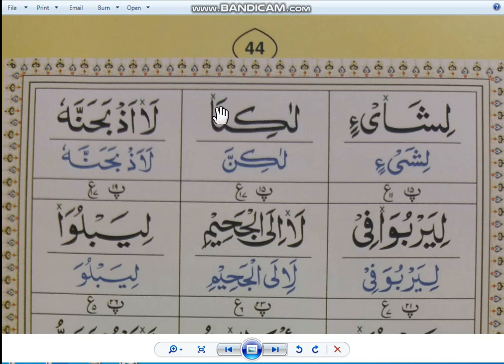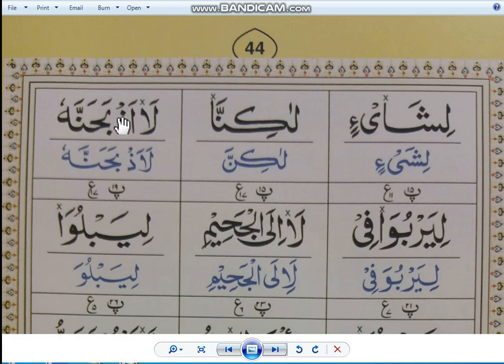Lakin. Normally this will be read as lakinna, but because of the presence of a cross on top of the alif, we will not be considering the alif in the pronunciation, but in writing it has to be there. So we will be reading it as it shows below here. Lakin.